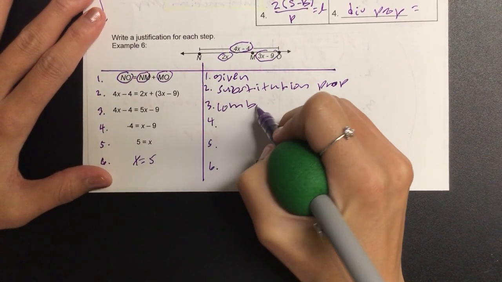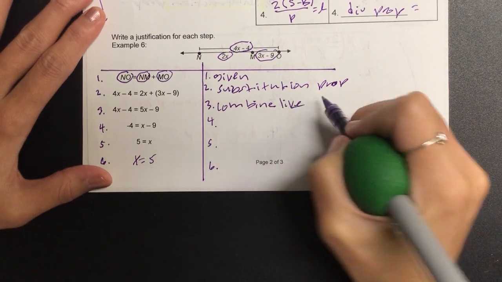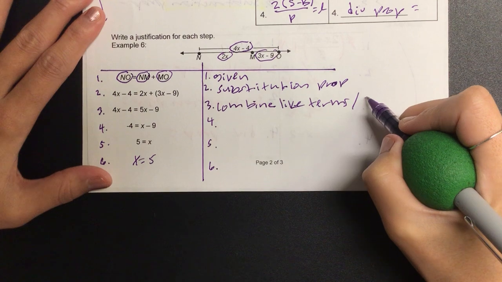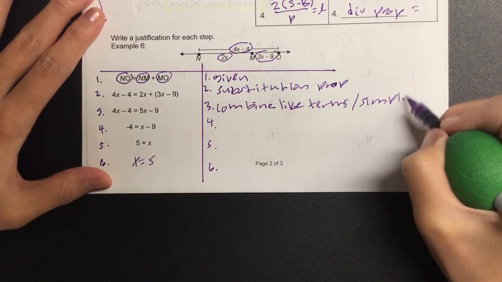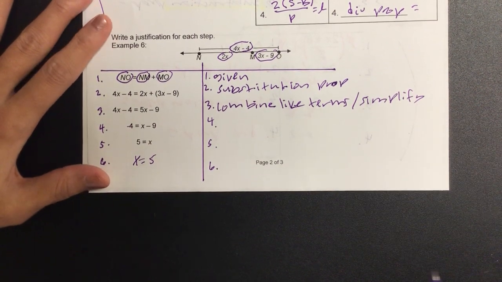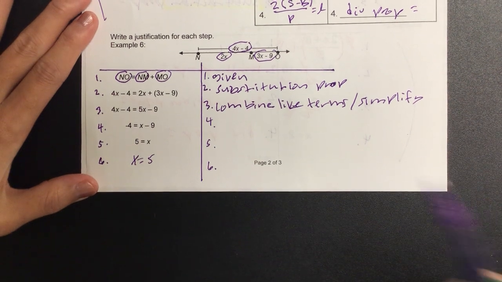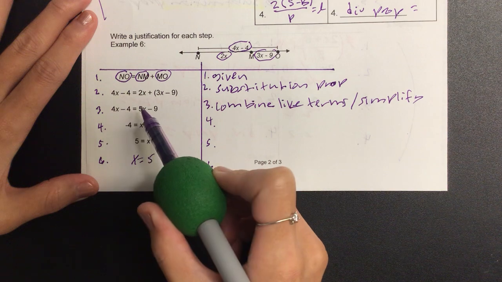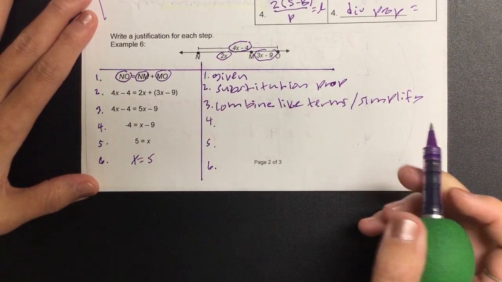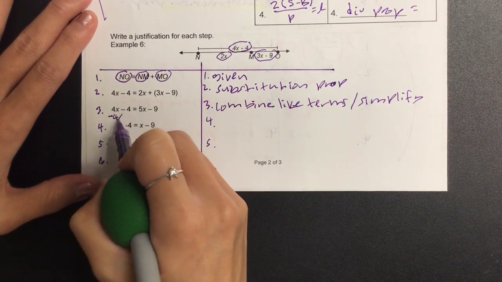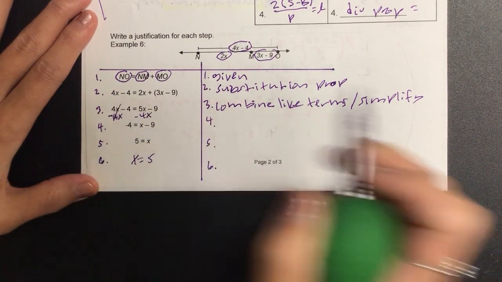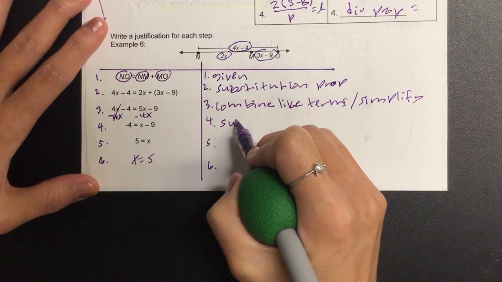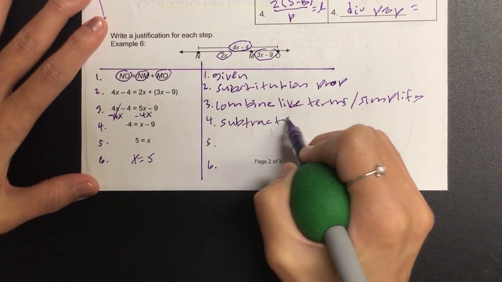We combine like terms. What was another word for that? Simplify. Simplify, yes. The next one. The negative 4 is the same. Negative 9 is the same. 4 disappeared. 5x became an x. What happened there? Minus 4x. And actually show the work. So that's going to be subtraction property of what? Of equality.